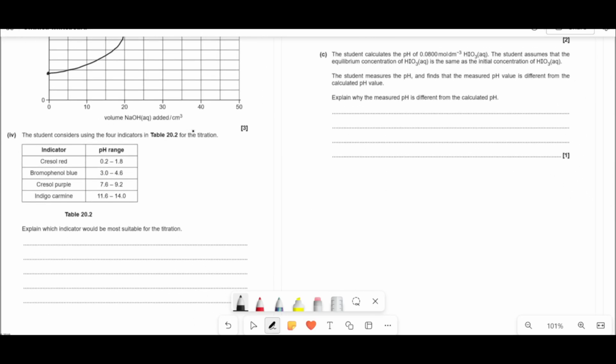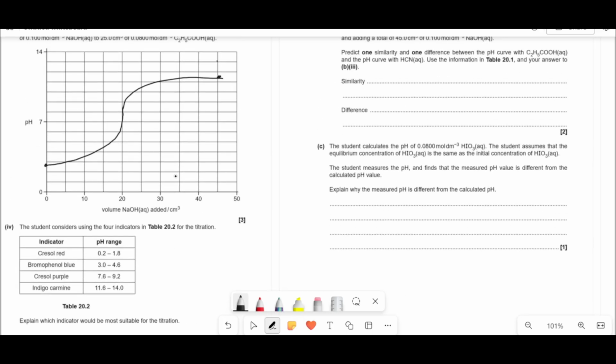Now it says the student considers these 4 indicators, which one would be the most suitable. So an indicator, remember that this here, halfway across this vertical point, which I've drawn horrendously, is going to be where the actual neutralization part happens. We need an indicator that changes just where this happens, so that if you were to add a bit more, it would change color, and a bit less, it would change color. So whatever lies within this vertical equivalence point is ideal, the narrowest we possibly can. That way, even the teeniest amount above it can help change color. So we need to find out whichever one fits this pH range that we care about.